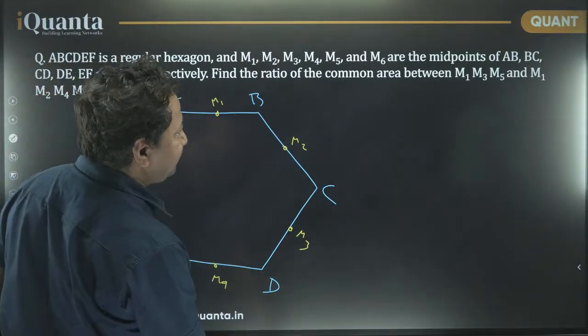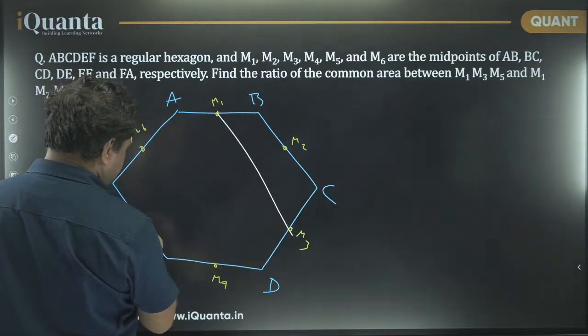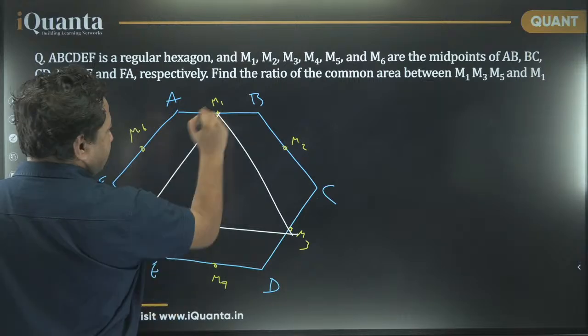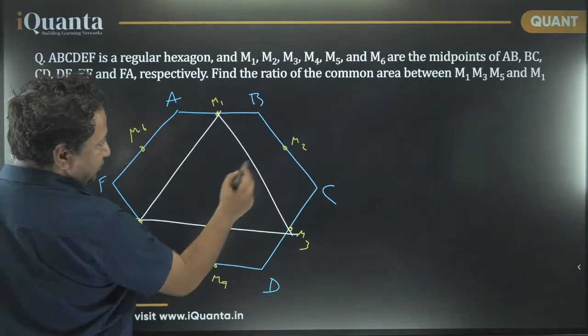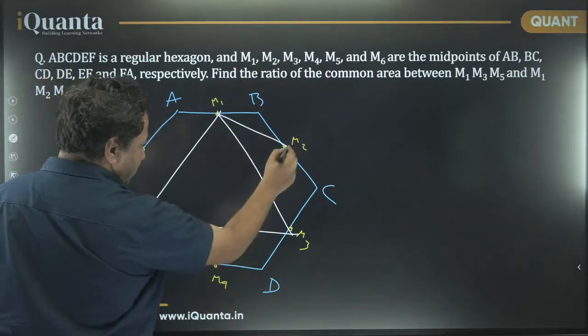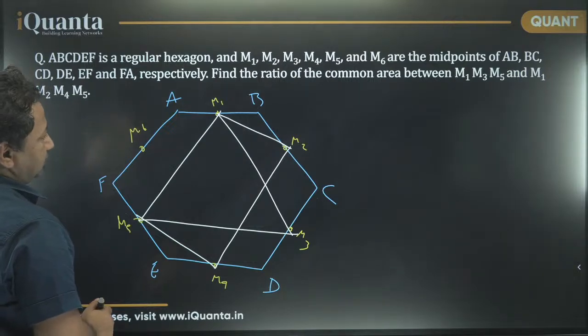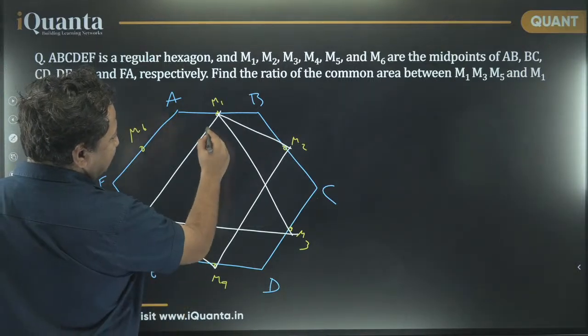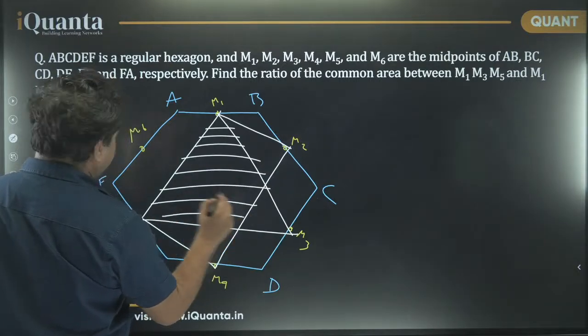Common area between M1, M3, M5 and M1, M2, M4, M5. Ratio of common area मतलब this. तो आंसर निकाल किस बात कर रहे हो यार? क्वेश्चन पूरा ही नहीं है.